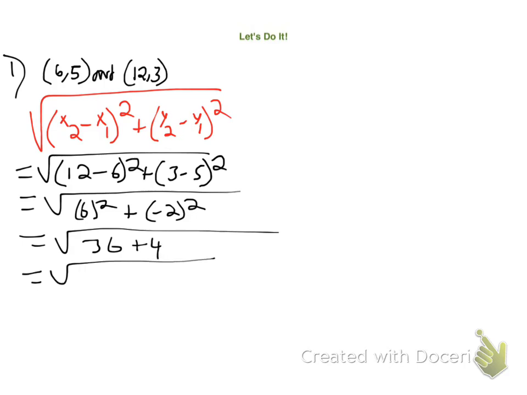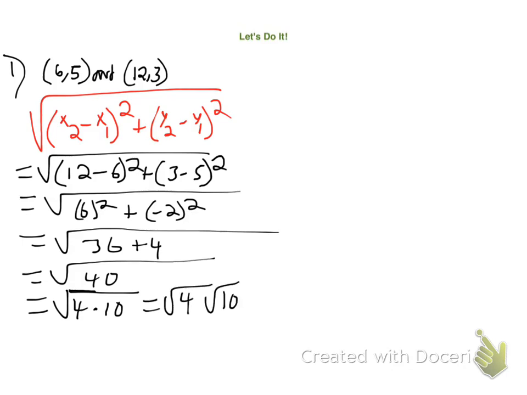equals square root of 40, which, if you so desire, you probably should desire to do this, because your teacher will probably take off points if you don't do this. Square root of 4 times the square root of 10. Square root of 4 is 2, so the most simplified form of this answer would be 2 times the square root of 10. Don't just stop at the square root of 40. That would not be accepted for full credit, probably, by your math teacher.